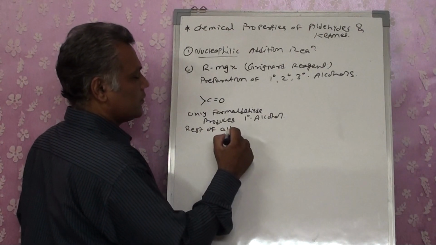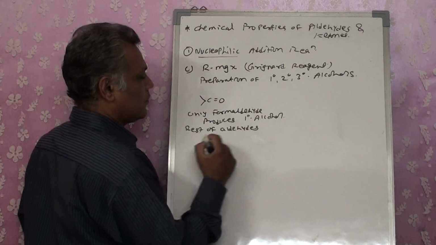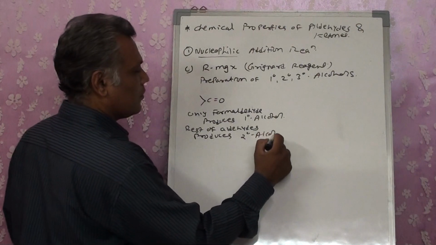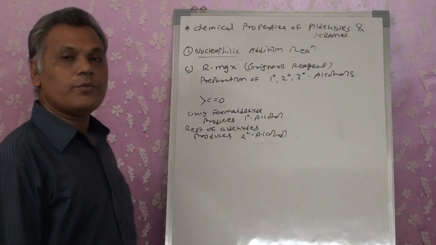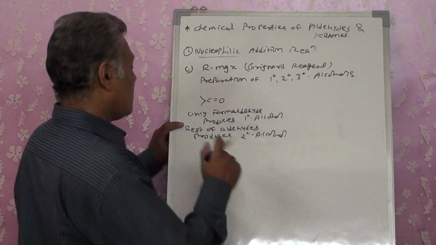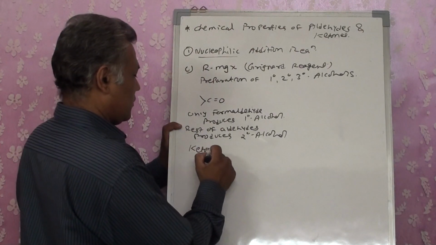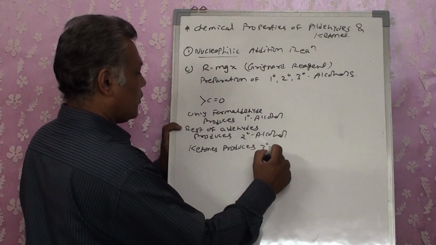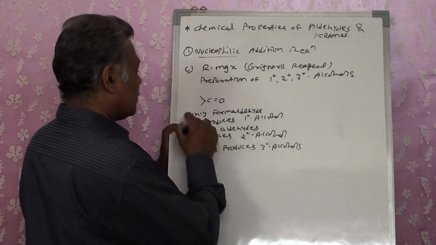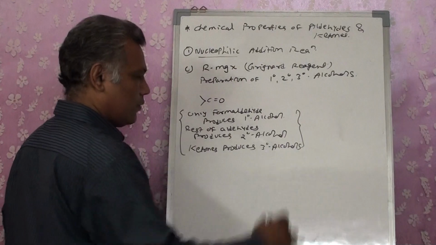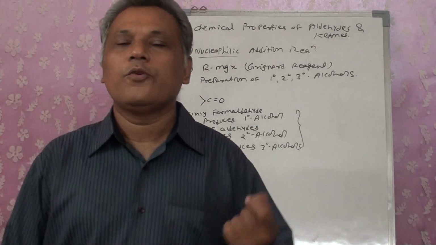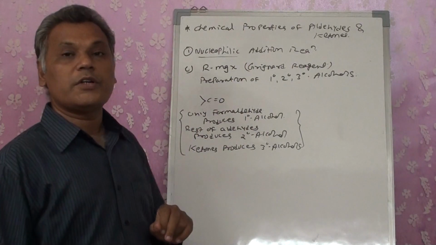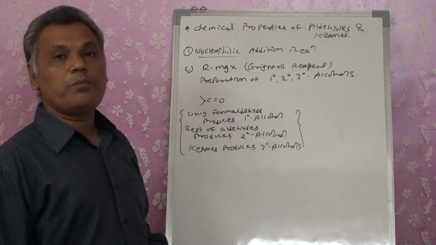Rest of the aldehydes are going to produce secondary alcohols, and ketones produce tertiary alcohols. Now this is going to be very important to remember. If I am having formaldehyde, whichever Grignard reagent, whichever RMgX, it's immaterial. If the given component is formaldehyde, it's always going to produce primary alcohol.